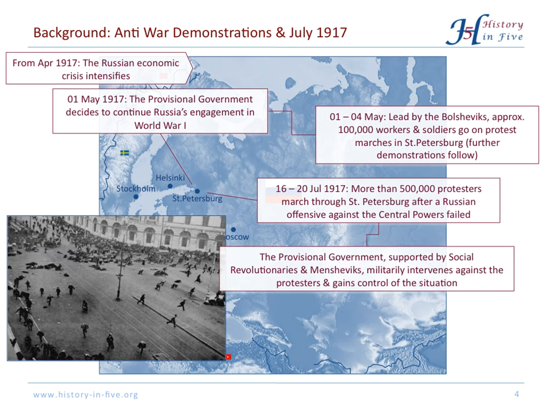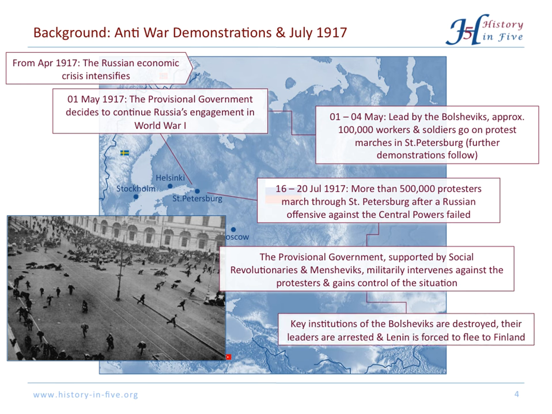However, the provisional government could regain control by military means. But they needed the support of the moderate socialists, the social revolutionaries and the Mensheviks. After they regained control, they destroyed key institutions of the Bolsheviks, arrested their leaders and Lenin was forced to flee to Finland.